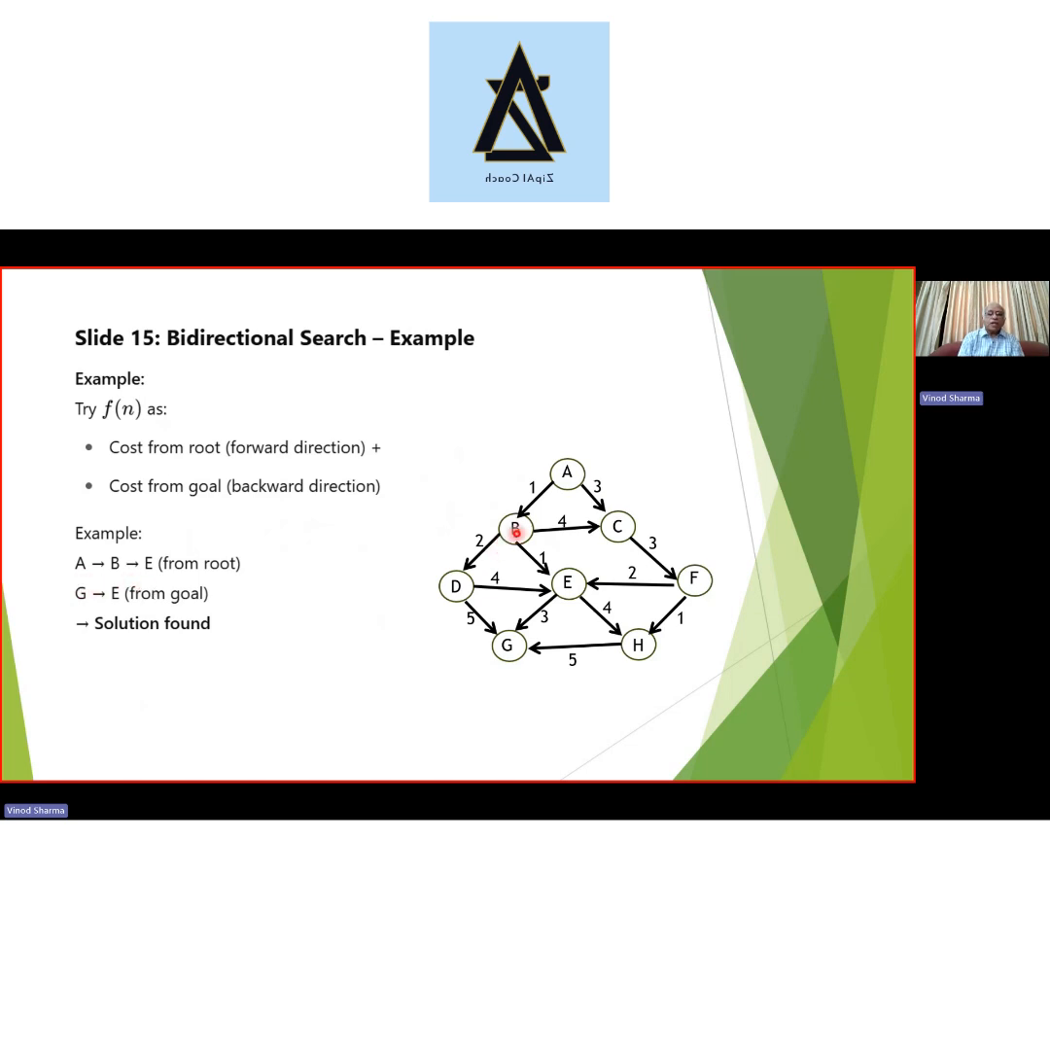Now, once you are at B, again, you are going to, in the forward direction, take different possibilities. These 3 are possibilities. And among the 3 possibilities, you calculate the cost of each one of them from A and pick the node with the least cost. So D has cost 3, E has cost 2, and F has cost 6. So we are going to pick E. So this is in the forward direction.